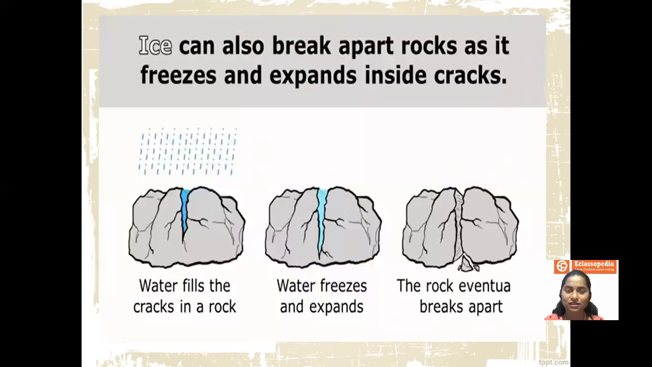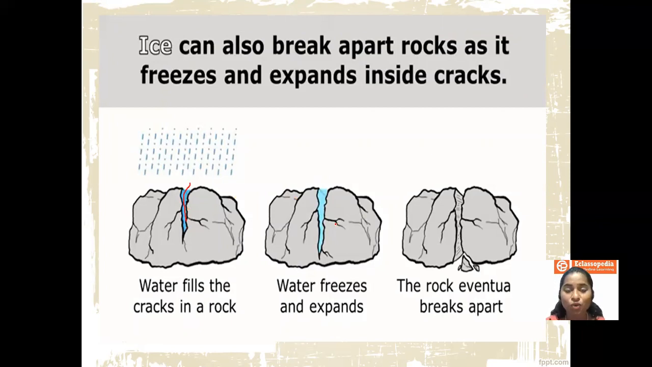First one is ice. How will ice break the rock into small pieces? Let us think it's raining now. When it is raining, the rainwater can enter into the cracks of the rock, isn't it? Once it enters the cracks, during night times, because of cool weather, the water inside the cracks can freeze. It can convert into ice because of cool weather.